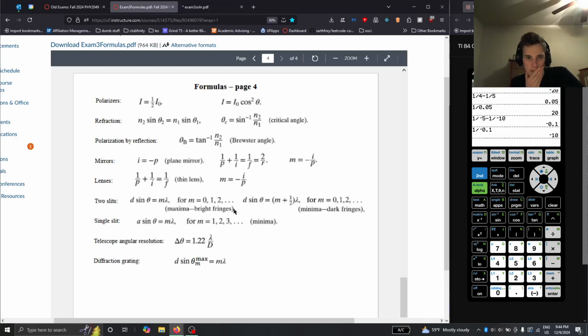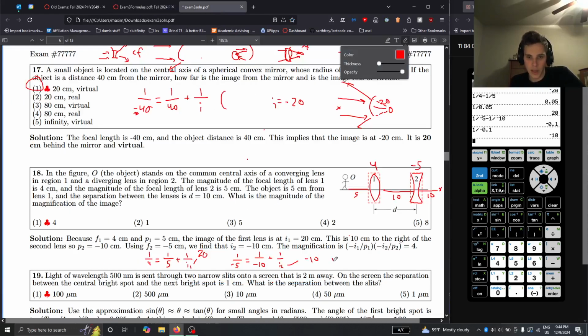The important thing here is m equals negative I over p. So the m total is just the m of lens 1 times the m of lens 2. You're just going to use this formula here. First, let's do m of lens 1. That was 20 divided by p1, which started off as 5 up here. And then multiply by negative the new I, which was negative 10, and the old p, which ended up being negative 10. I'll just cancel out these negative signs. And we get 4. Just like that.